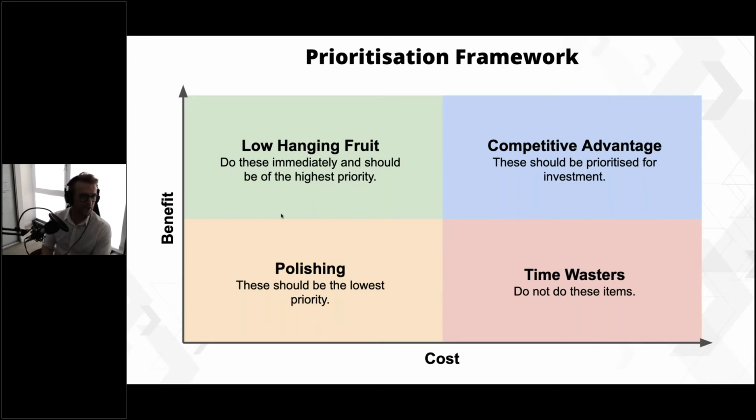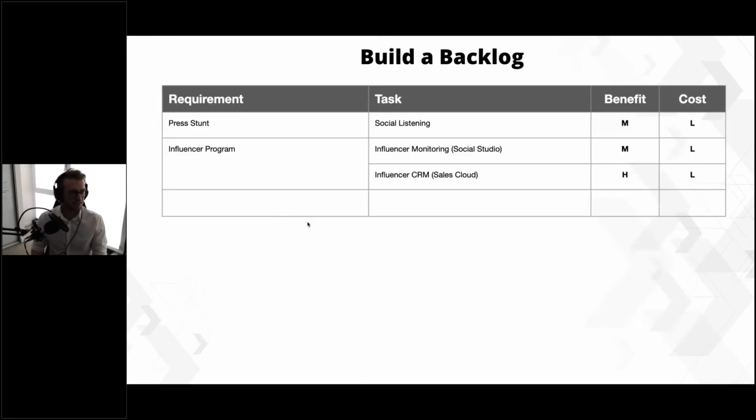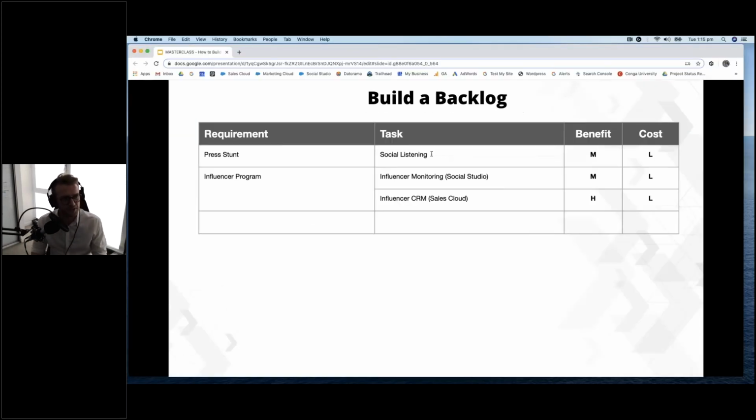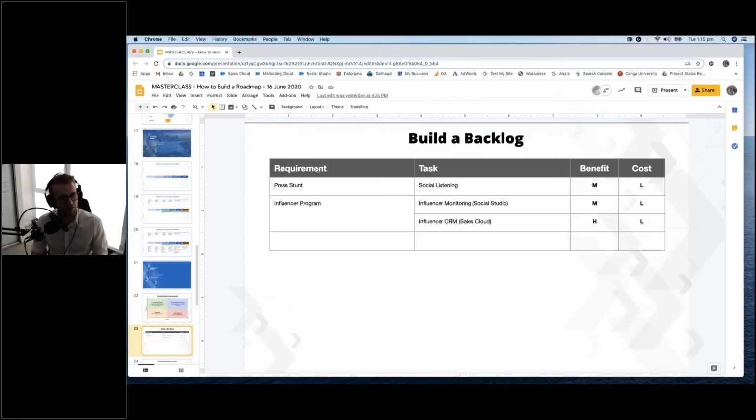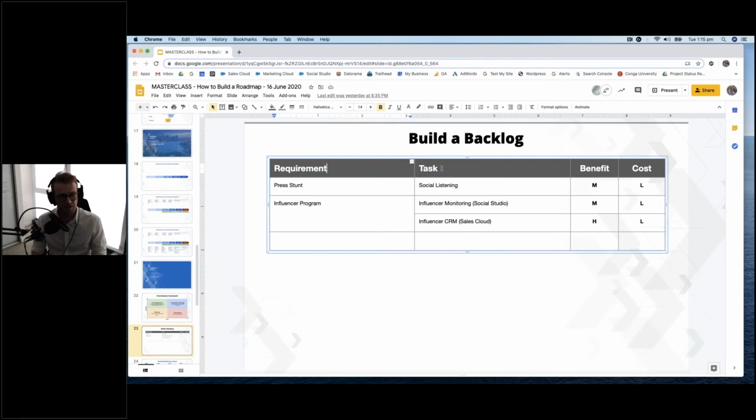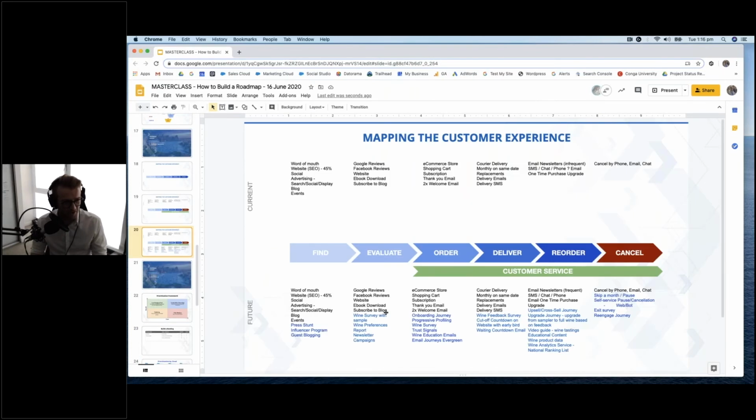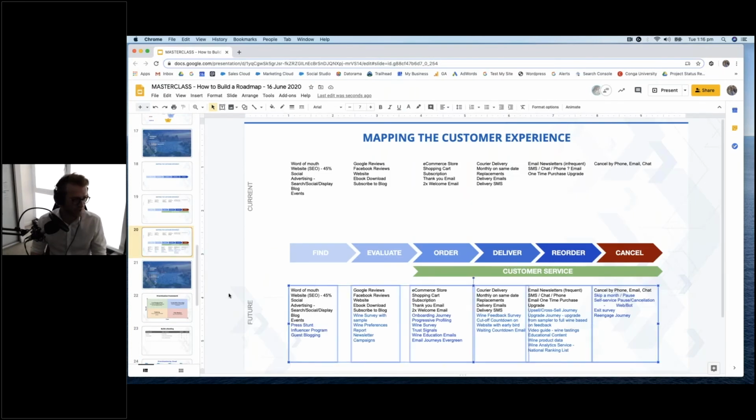Great. Okay, so let's just jump in. I'm going to show you how I do this. This is a template I use where you've got a requirement on the left, task, or this could be solution, benefit, and cost. To keep things easy, we keep it very simple about the benefit and the cost. We just go high, medium, low, and this allows us to easily rank a large volume of stuff. Okay, so I'm going to go back, and this is my method. It's a little bit manual, but it does the job.